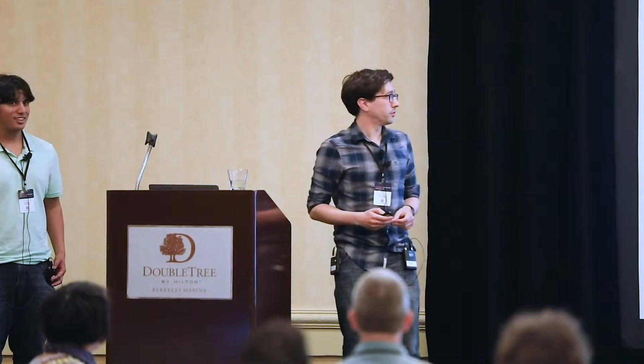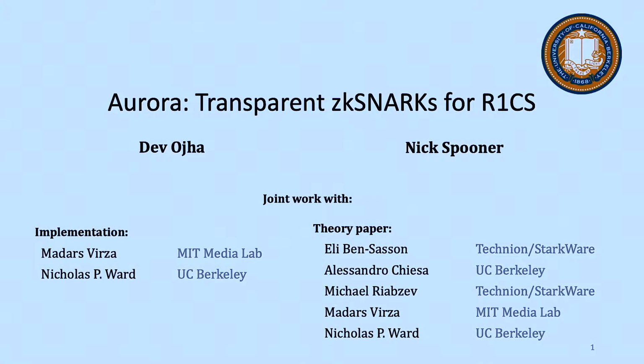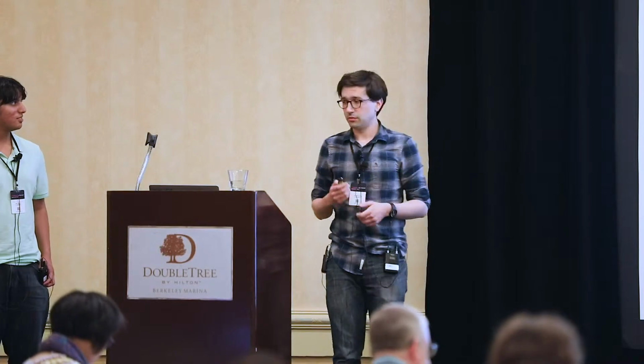My name is Nick Spooner. I'm a PhD student here at, well, not literally here, but down the street at UC Berkeley. My advisor is Alessandro Chiesa, whom a lot of you surely know. And today I'm going to be talking with Dev about a protocol that we have called Aurora, which gives you transparent ZK snarks for rank 1 constraint systems.